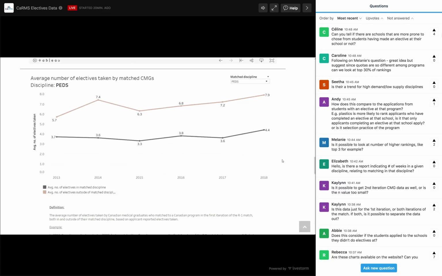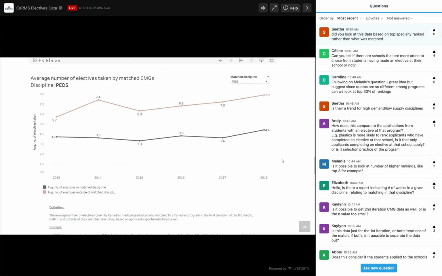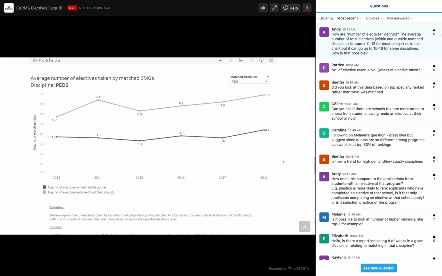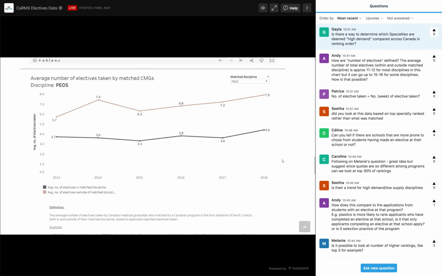So, a couple of questions. From Caroline, following on Melanie's question: great idea, but quotas are so different among programs. Can we look at the top 30% of rankings? I think both of those segments of the data would be interesting. So we'll take a look at it, and we'll come up with what seems to be the most informative view of that from a ranking perspective. This can all be very iterative, and we'll look at a few things and see if people are getting the information they are looking for, and if not, we'll take another run at it.